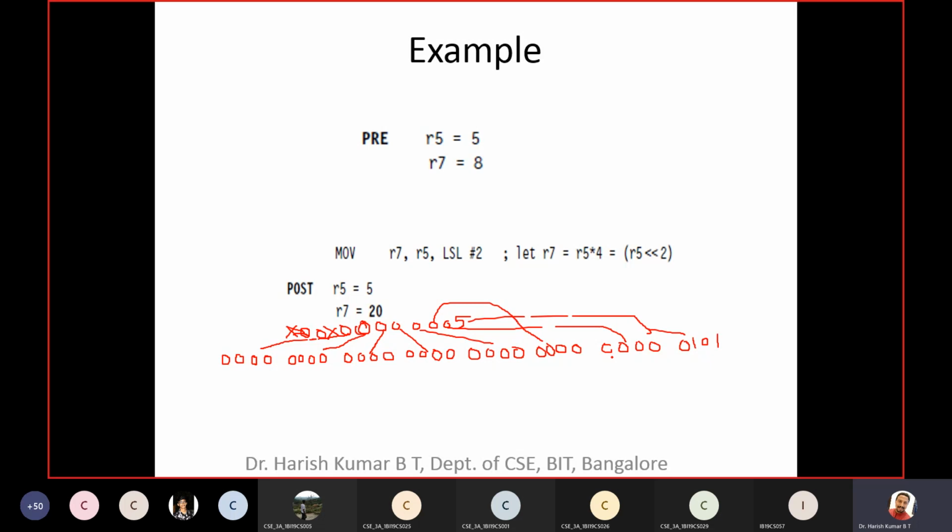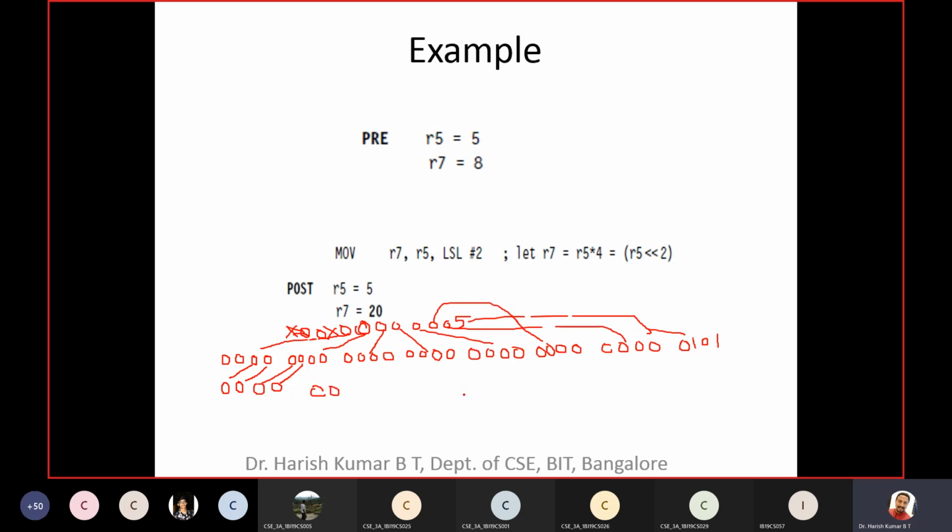Now if you perform a 2-bit left shift on this, what is the result you'll get? These 2 bits will go outside. With the left shift, this bit comes in, this goes out, this goes out, and this 0 comes to this position. So this 0 is here, this 0 is here, and this 0 comes here now. Similarly, like this, it happens.